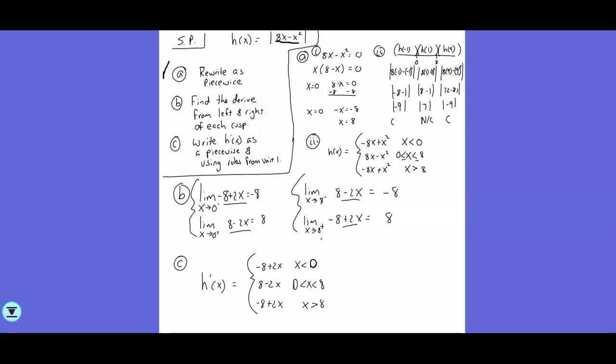And so when you take your derivative, once again, you just rewrite the piecewise function with the derivatives, and you get rid of the equal signs. And I didn't write the rule from Unit 1, but if you did, it would have looked like this. And there you go. So those are 2 different ways to write the derivative.